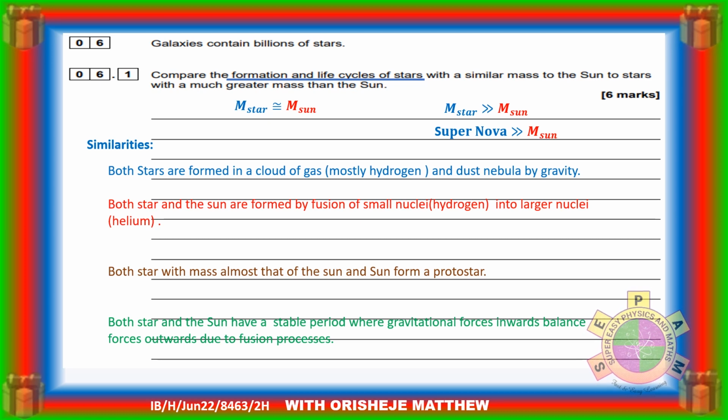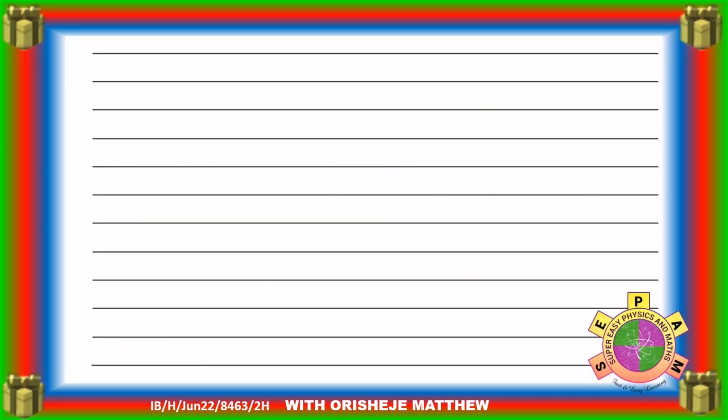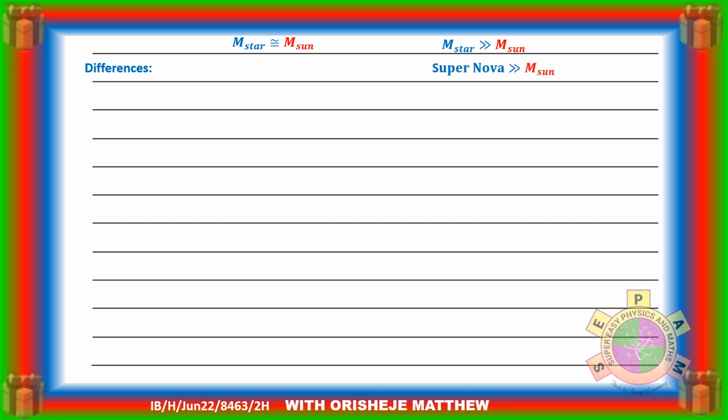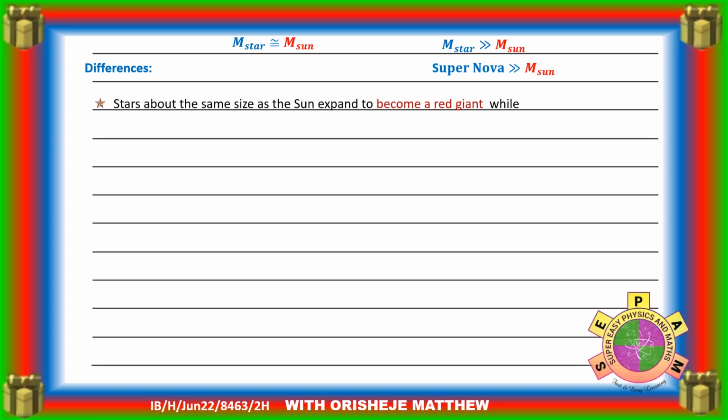So let's go to the differences between them. We're going to also compare them. Stars that have almost the same mass as the sun, and then you look at the differences with stars that have mass much greater than the sun. So let's look at the differences in their characteristics in terms of life cycle and formation. Stars about the same size as the sun expand to become red giants. So they form red giants on expansion, while stars much bigger than the sun expand to become red supergiants. So these are the differences between them.